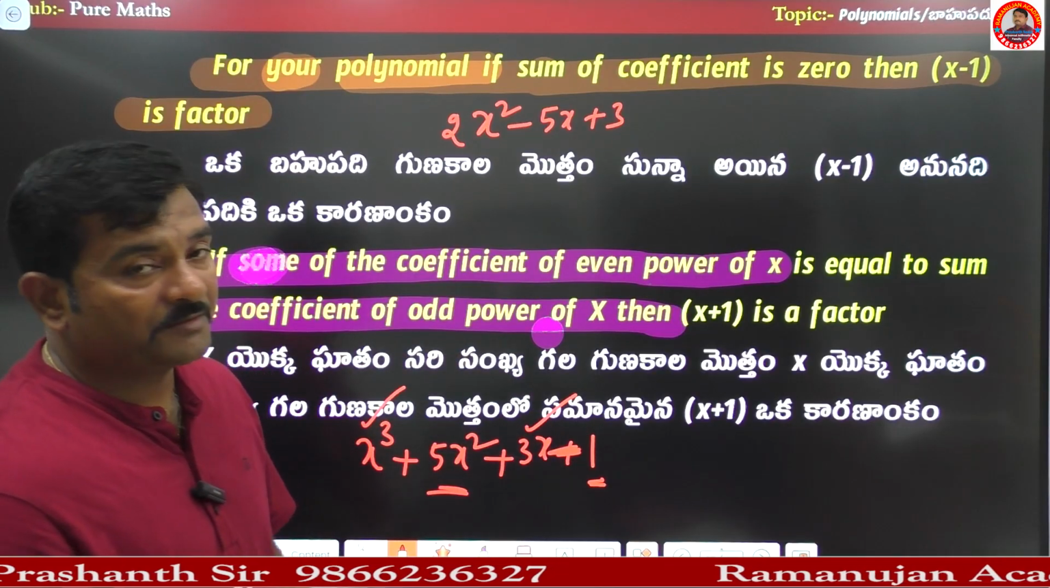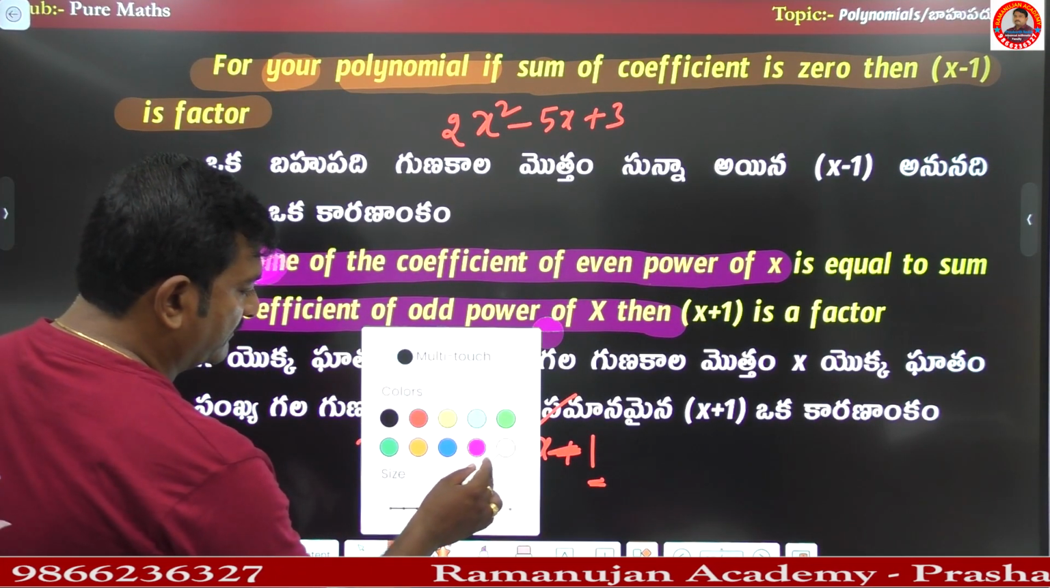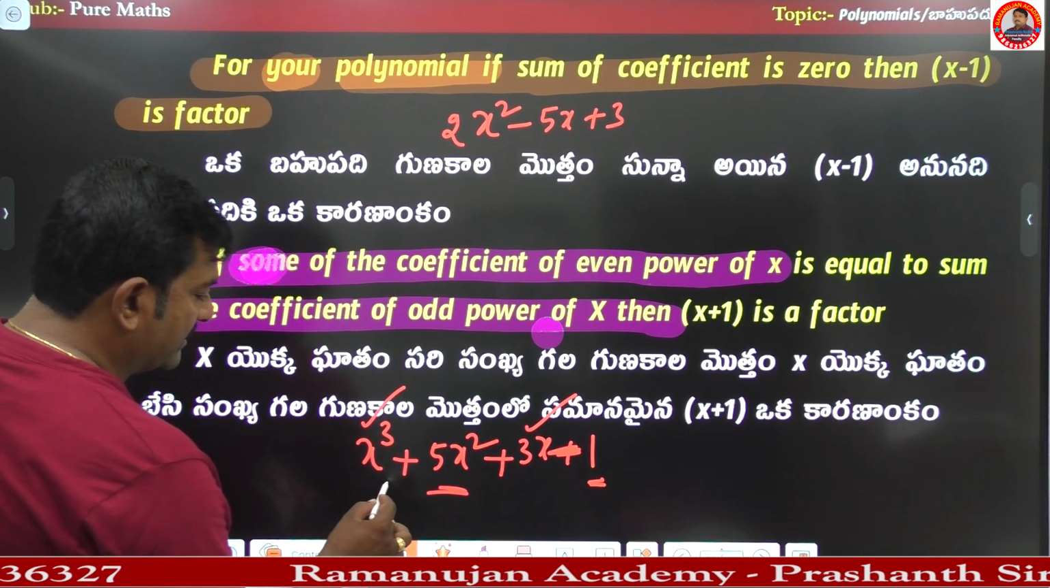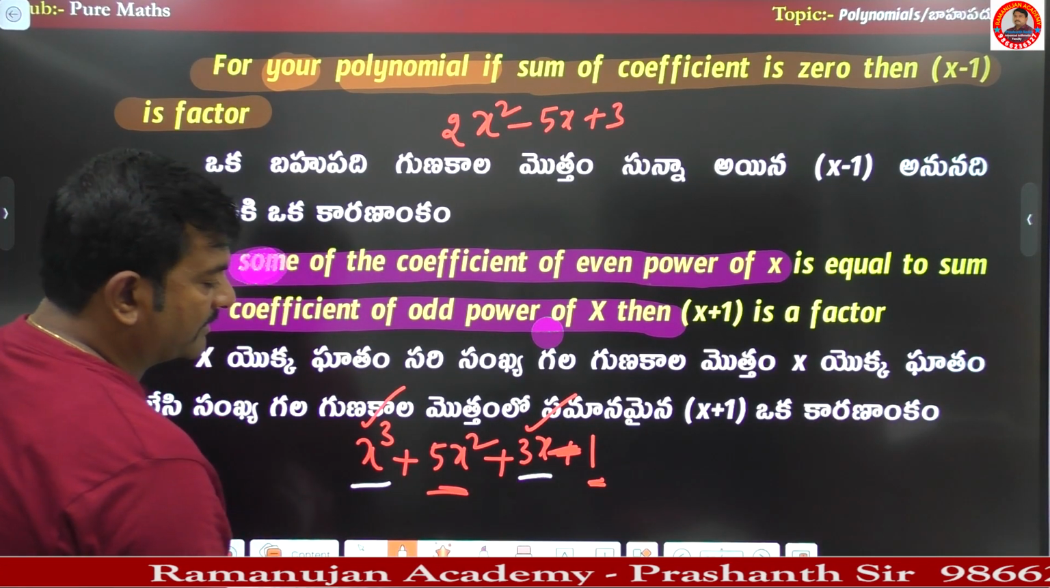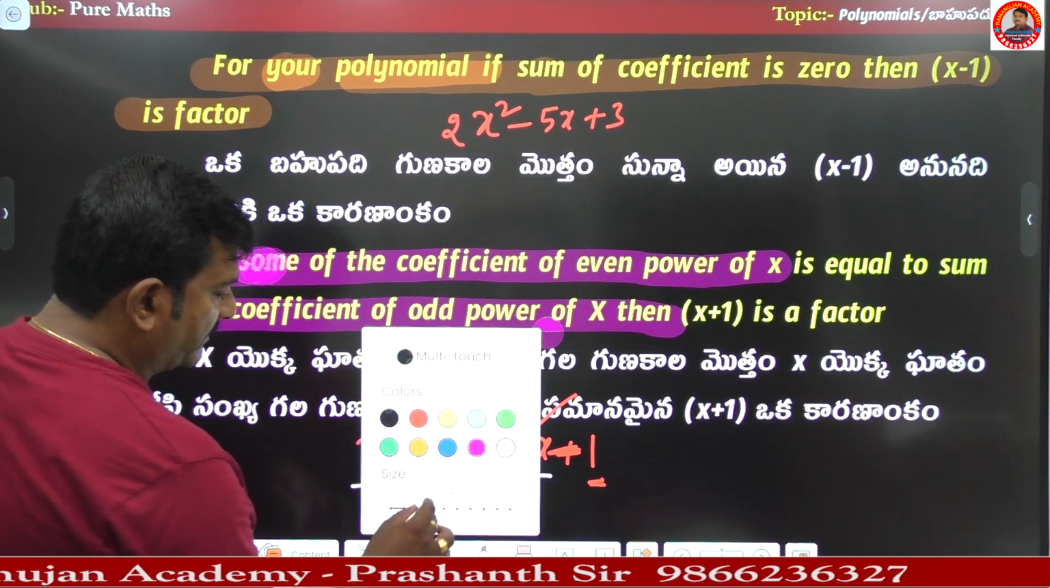There also, x minus 1 is a factor means x equal to 1 is the root. You understood? No, I'll give you somewhat more clarity. See, odd power, this is also odd power. Odd power coefficients sum is how much? 1 plus 3, 4. Now even power.